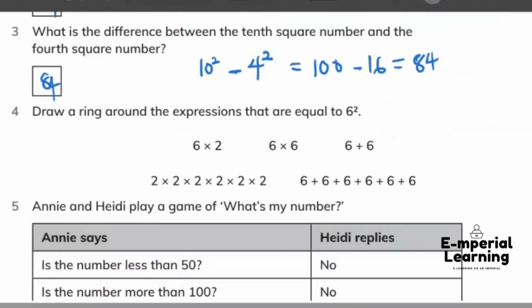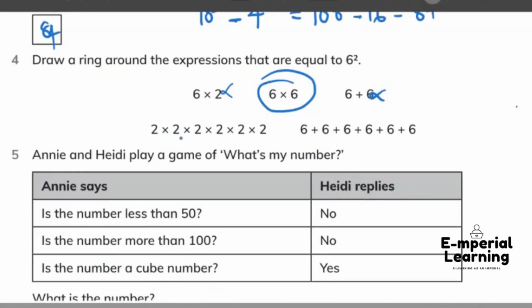Question 4 says draw a ring around the expressions that are equal to 6 squared. 6 squared is simply 6 times 6, not 6 times 2 and not 6 plus 6, but 6 times 6. It's also not 2 times 2 times 2 times 2 times 2. It's 6 squared, so 6 to the power 2, and that is 6 times 6. So this is it. It's not this either, and it's not this one.